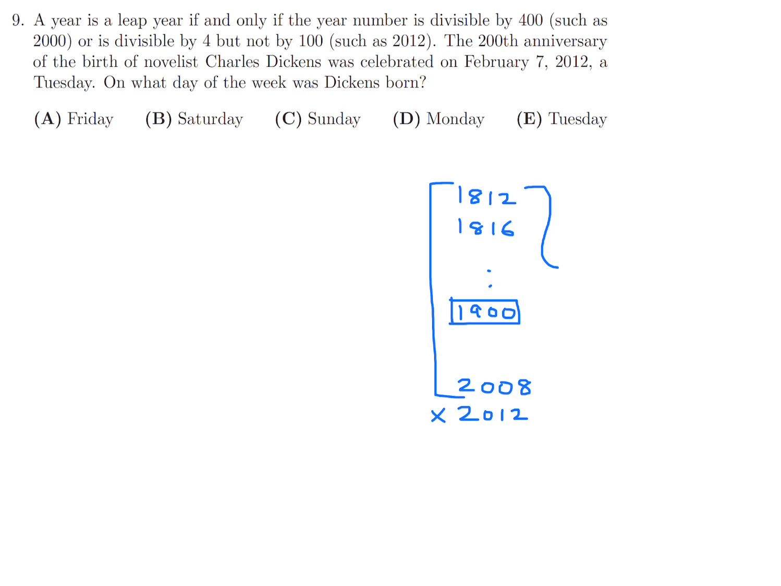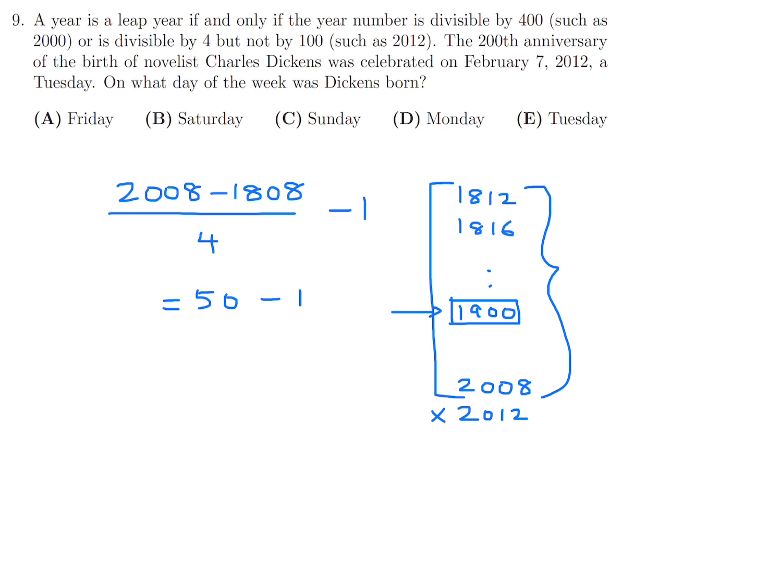So we have to figure out how many of these leap years there are. Well, it's 2008 minus 1808 divided by 4, and then we subtract 1 because of 1900. So that is 200 over 4, which is 50, minus 1, which is 49. So there are 49 extra days in this 200-year range. The number of days in 200 years is 365 times 200, plus an additional 49 days because of all those leap years. Then you divide by 7 and see what the remainder is.